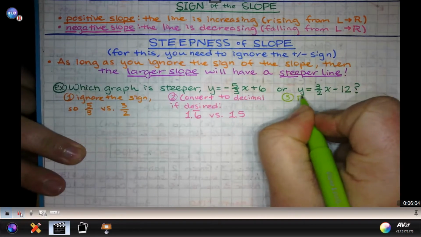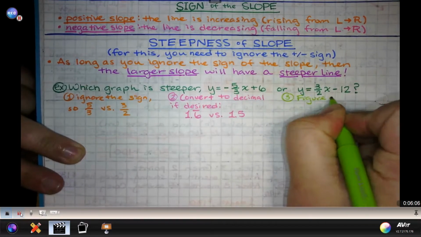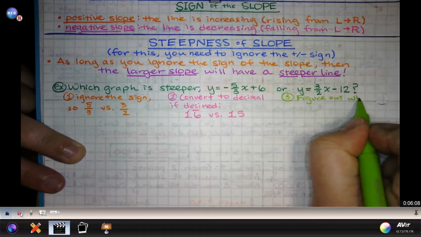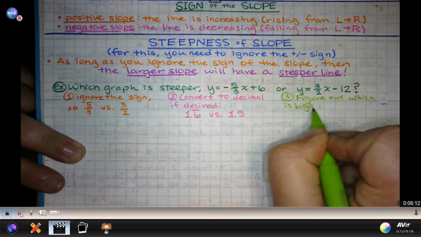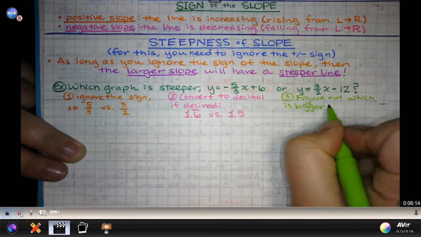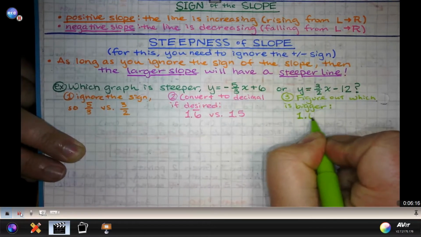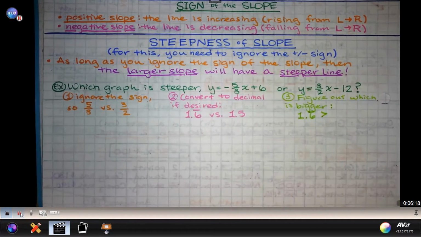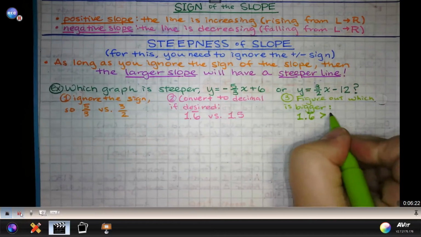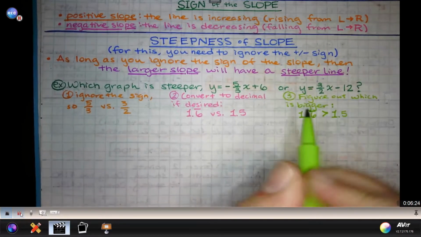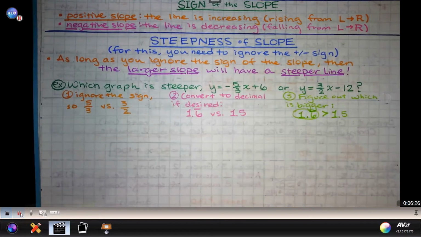step 3, figure out which is bigger. So 1.6 repeating is going to be greater than, so I'm going to use the greater than sign, and you can see it's open towards that because the alligator eats the bigger number, 1.5. So this one's our bigger one.